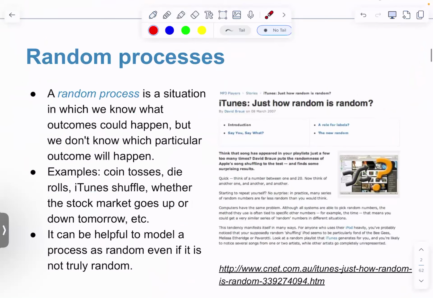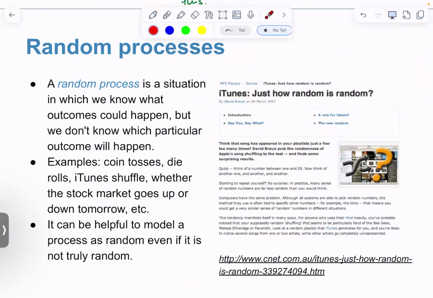Well, a random process is any situation where we know all the possible outcomes. We just don't know which one is going to happen. Okay, so some examples. You toss a coin, you know that there are only two outcomes. Yes, it could land on its side, but we're going to ignore that for our purposes. So either heads or tails for tossing a coin.